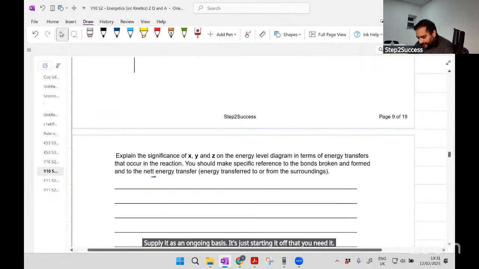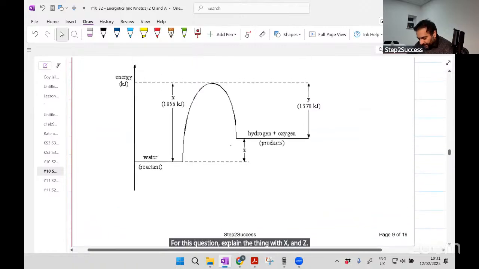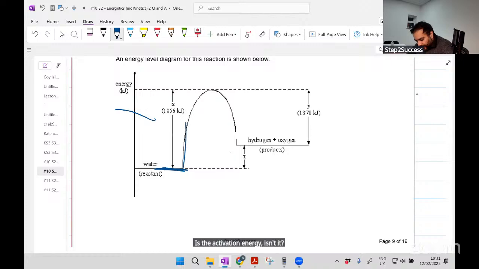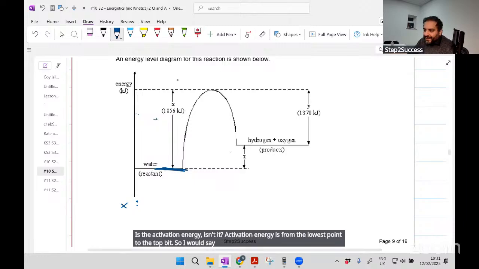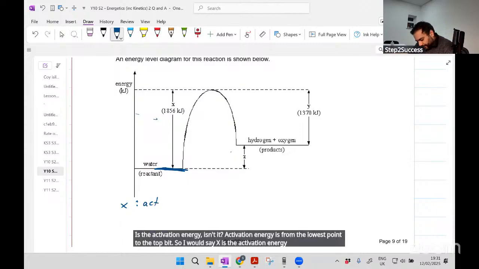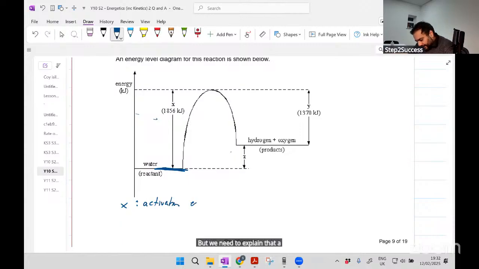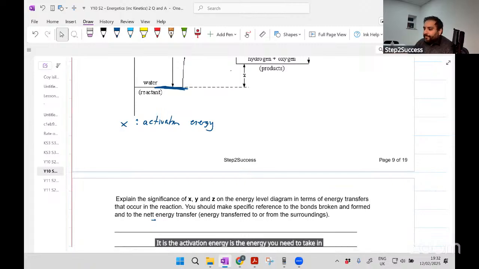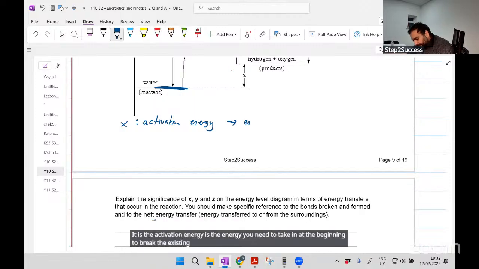For this question, explain the thing with X, Y, and Z. Okay, well, X is the activation energy, isn't it? Activation energy is from the lowest point to the top bit. So I would say X is the activation energy. But we need to explain that a little bit better than this because, just like in the previous question, the activation energy is the energy you need to take in at the beginning to break the existing bonds.